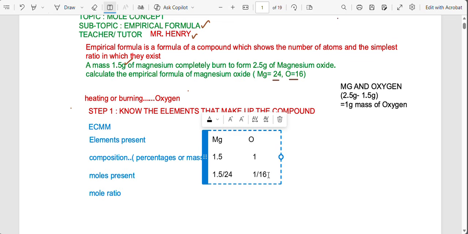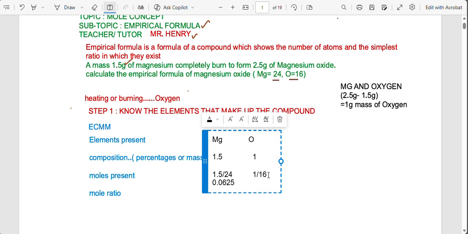Then you go to the side of oxygen. Oxygen is 1 gram. But the 1 gram, you divide it by the mass number, which is 16. Hope everyone is following. Then immediately you finish that, still in the space of moles present, you come down and write the answers in the space of moles present.